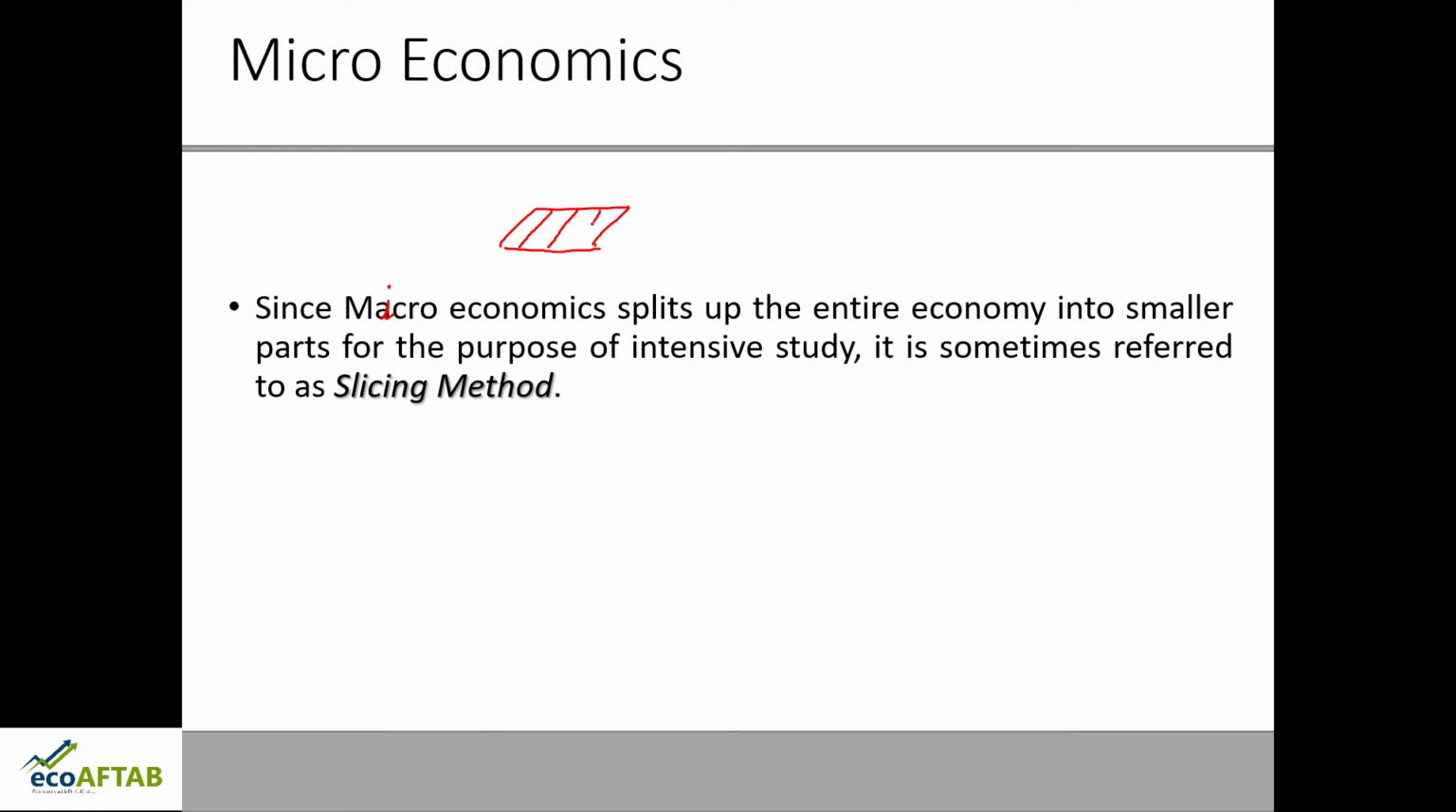It may be on any of the parameters. It may be slicing the economy as consumers, producers, government, or else it can be slicing the economy as agriculture sector, industrial sector, service sector. There are many ways through which we slice the economy, and when we slice it and try to study what about the consumption in the country, what about the production in the country, or what is happening in the agriculture sector, what is happening in the industrial sector, this is what is called the slicing method. So microeconomics splits up the entire economy into smaller units, and this splitting up is what is called the slicing method of studying economics, which is nothing but microeconomics.